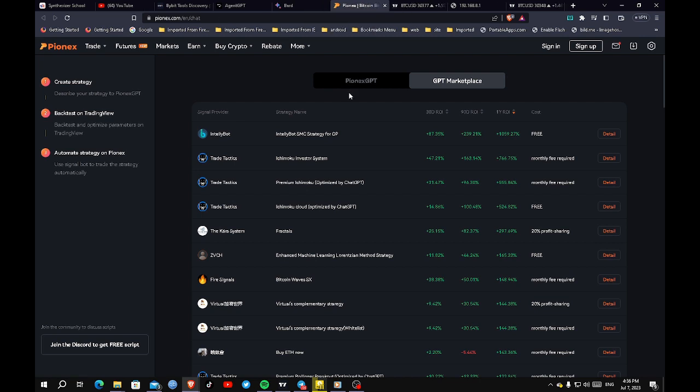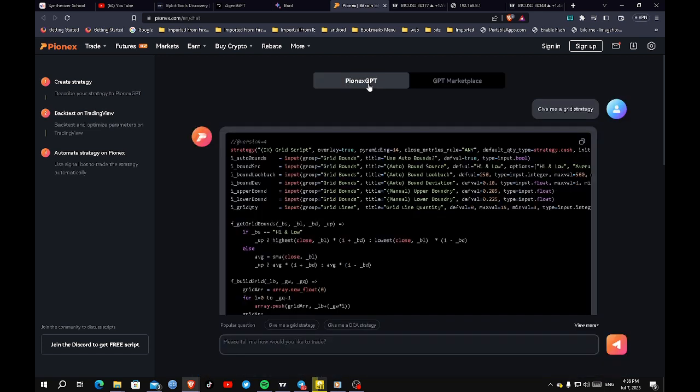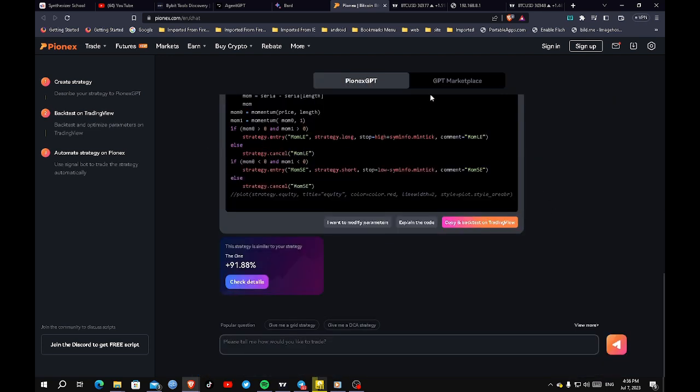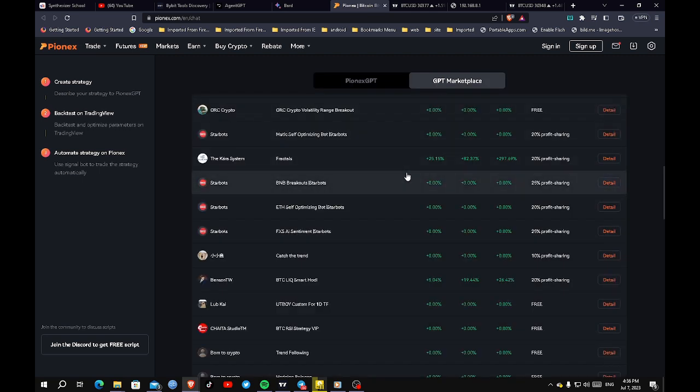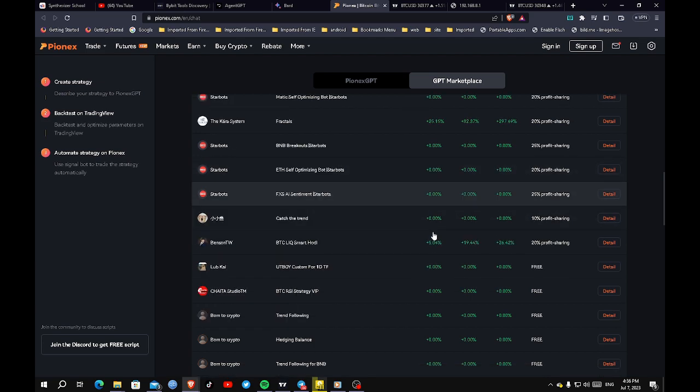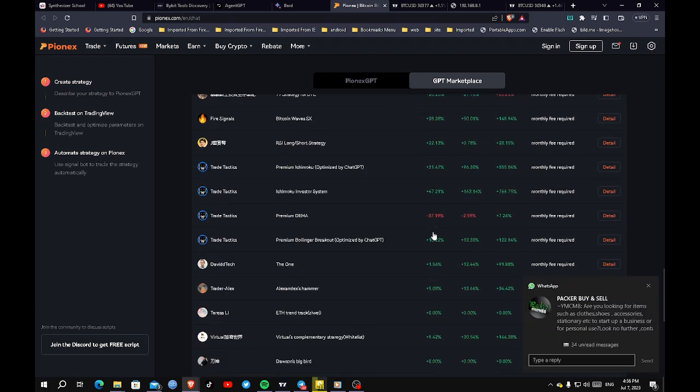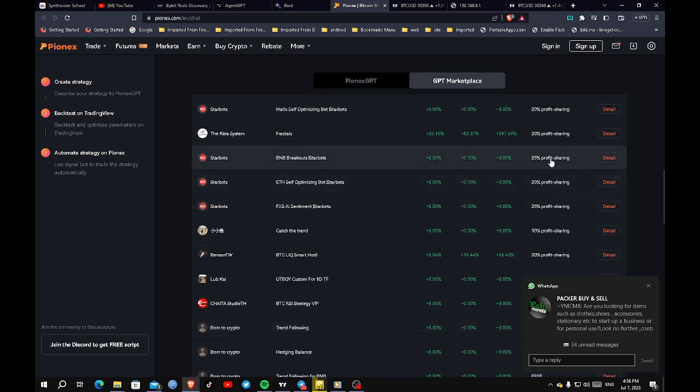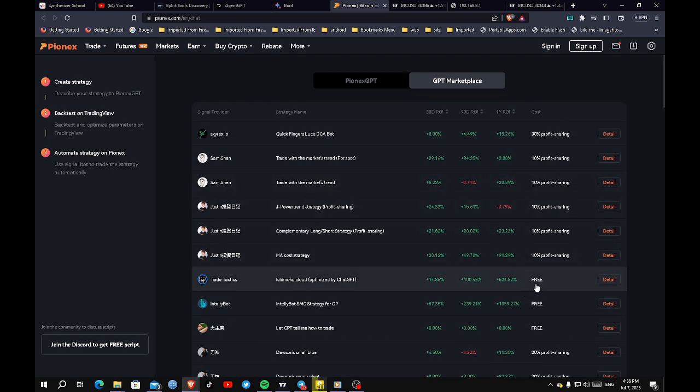ToolsGPT, the Pionex, they have integrated ChatGPT, so you have a place where you can create your own trading strategies. You can also put it on their marketplace, and then you can earn from the marketplace by charging a monthly fee or sharing profit when people use your trading strategy. You can also give it away for free if you want. Okay, so that's it on how to use the tools GPT to create a trading strategy.